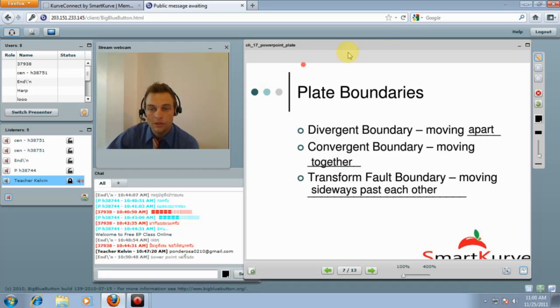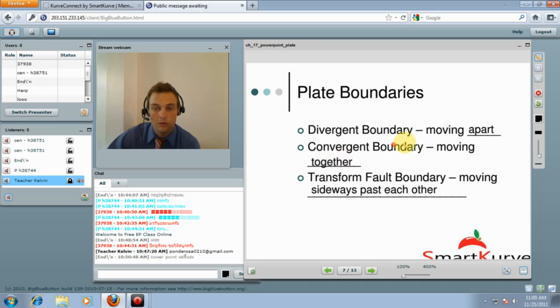Okay, so this is a really helpful slide. You might want to copy this or take a note. This basically just defines what we were just talking about. The three types of boundaries. You have the divergent boundary, which is moving apart. You might want to write down, this is creating new crust. Okay, and convergent boundary, they're moving together, and one plate is subducting.